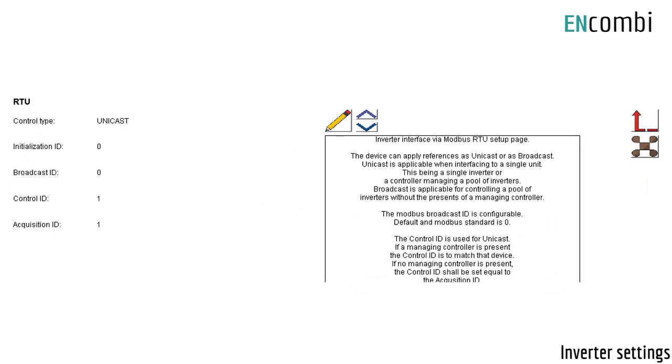And again the RTU specification setting comes into play for initialization and control function. The RTU initialization ID is used for all TCP frames related to protocol initialization routines such as the SunSpec map identification. The RTU control ID is used for TCP frames for both acquisition and control references.